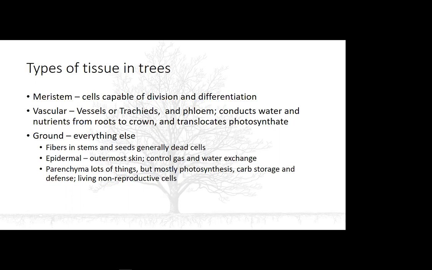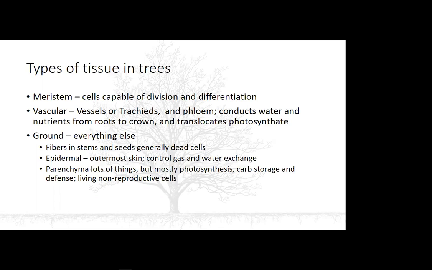The phloem is just inside the bark and it's moving sugar around, either from the leaves into the other living cells in the tree or into storage, or at this time of year, it's going from storage as starches, being turned back into sugars and being pumped up into the canopy to support flowering and leaf production and shoot production. Everything else that's not meristem or vascular tissue is called ground tissue. This would be the fibers in the stems and the seeds.